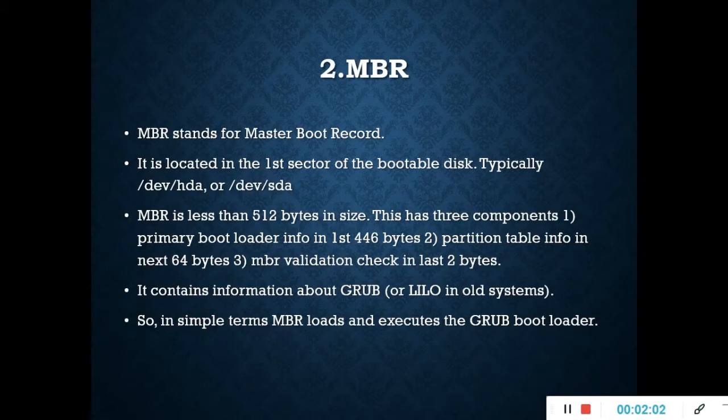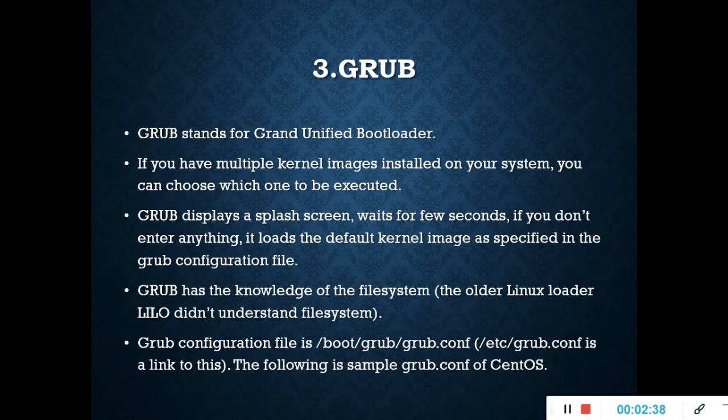MBR stands for Master Boot Record. It is a master of boots. It is located in the first sector of the bootable disk, typically /dev/hda or /dev/sda. MBR is less than 512 bytes in size. This has three components: the primary boot loader information in the first 446 bytes, the partition table in the next 64 bytes, and the MBR validation check in the last 2 bytes. It contains information about GRUB, or LILO in old systems. So in simple terms, MBR loads and executes the GRUB bootloader.